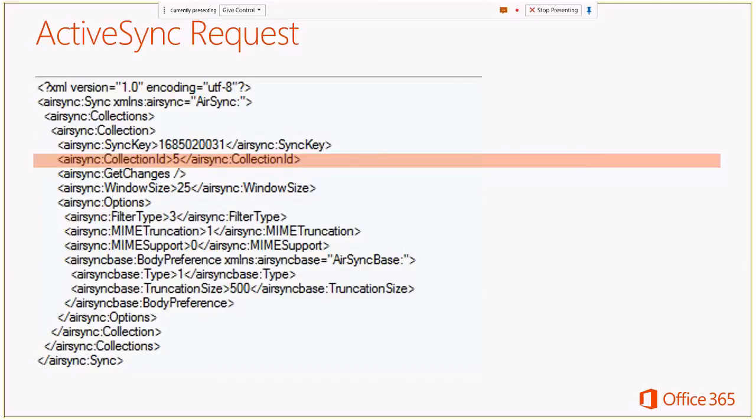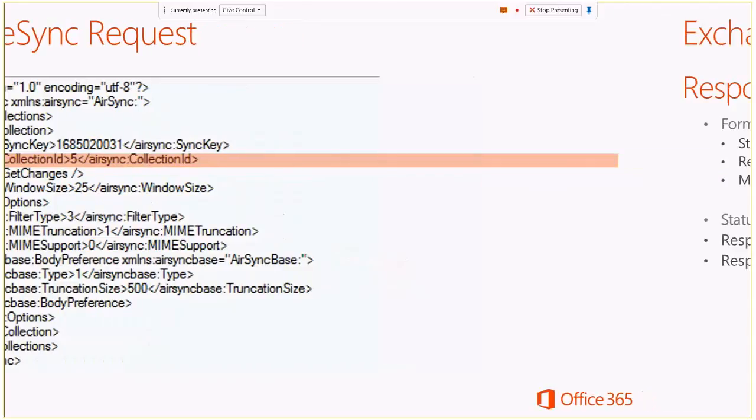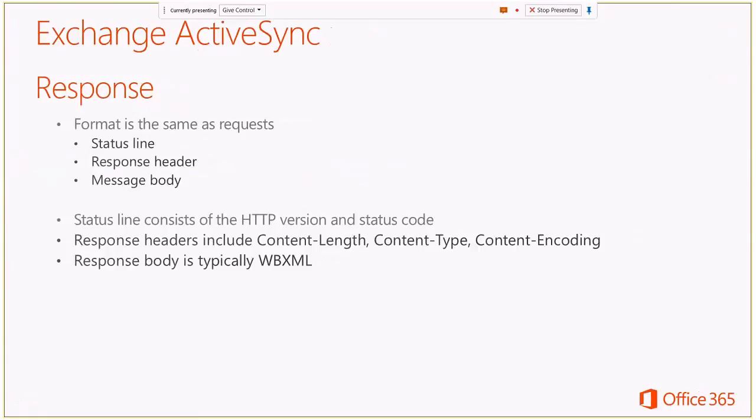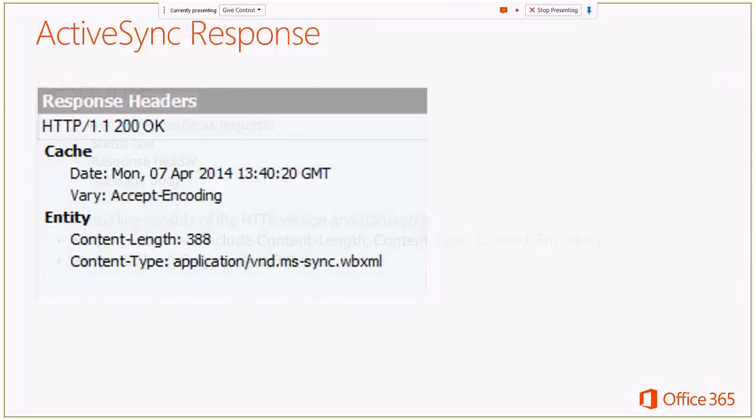An ActiveSync response follows the same format as the request. We'll have a status line, which contains the HTTP version and status code. We'll have the response header and message body. Not all commands are going to have a full message body, such as the send mail. The send mail is just going to get an HTTP response, the status OK. So here's the response header where we can see the version and the 200 OK, and down in the entity you can see the content length and content type.